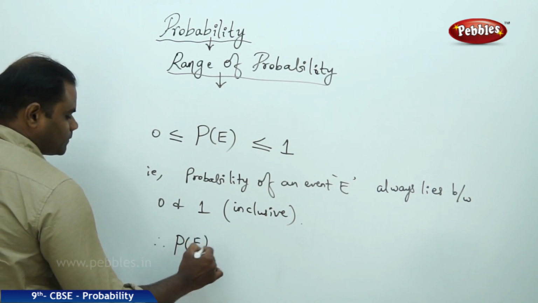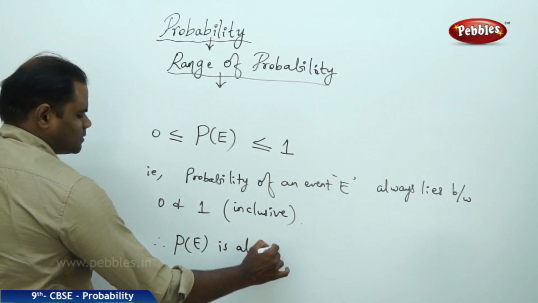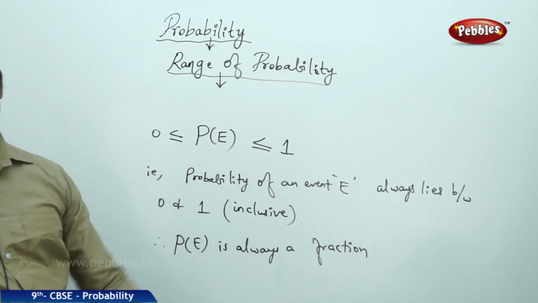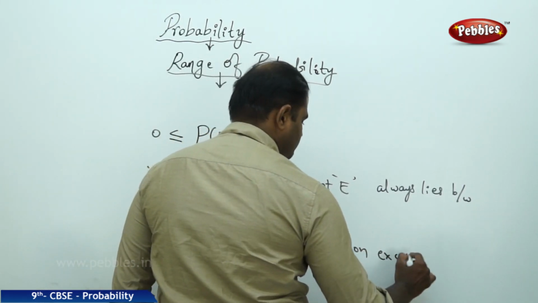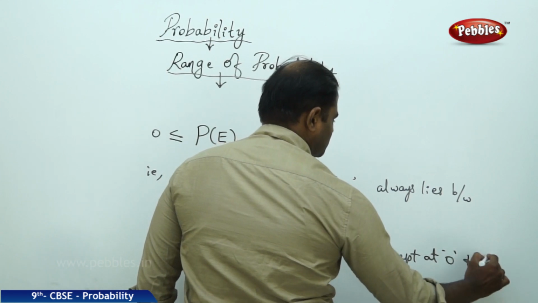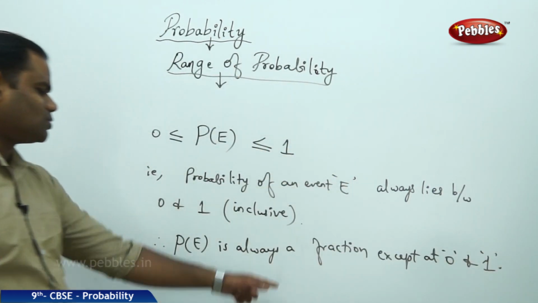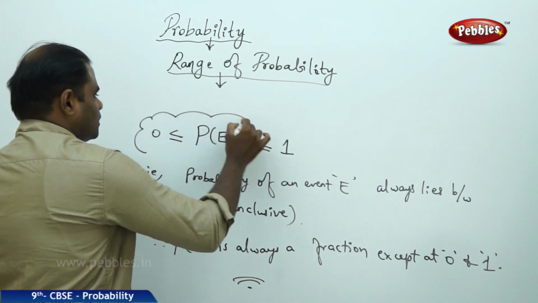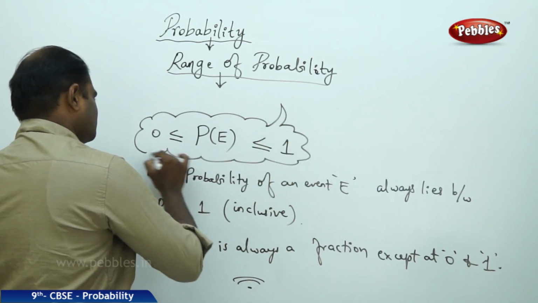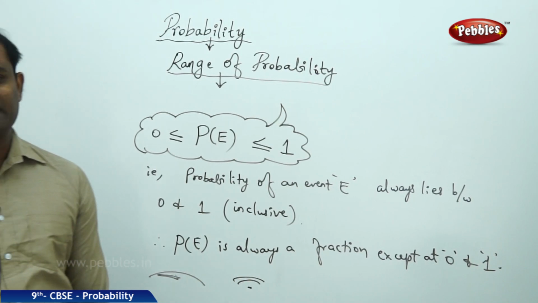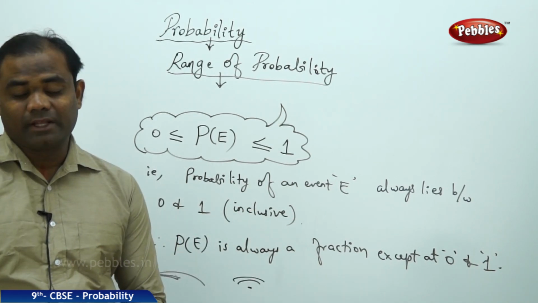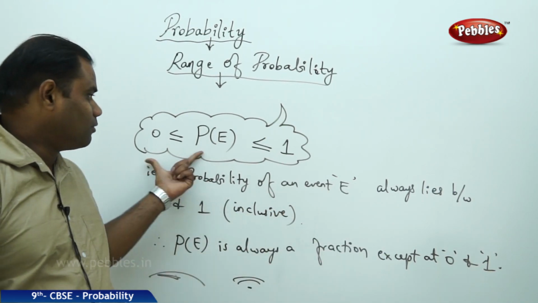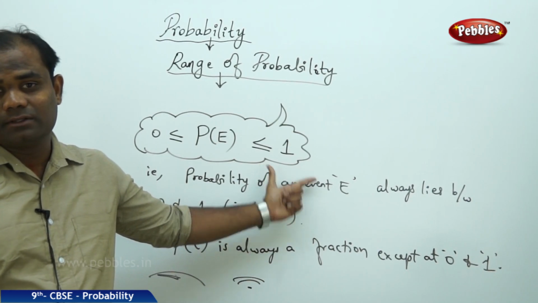therefore, probability is always a fraction, except when it is at the endpoints 0 and 1. Except at 0 and 1, the probability is always a fraction, is how we come to the learning outcome. Probability always lies between 0 and 1 inclusive, and hence is always a fraction, except at 0 and 1. Range of probability for any event A.